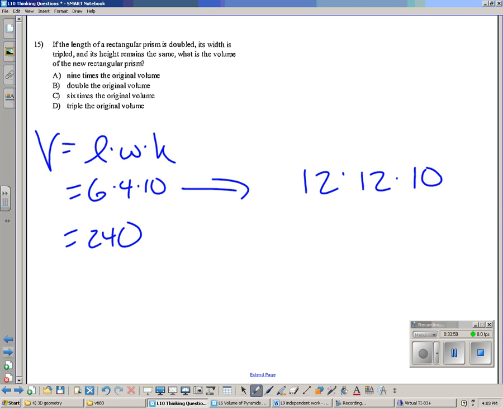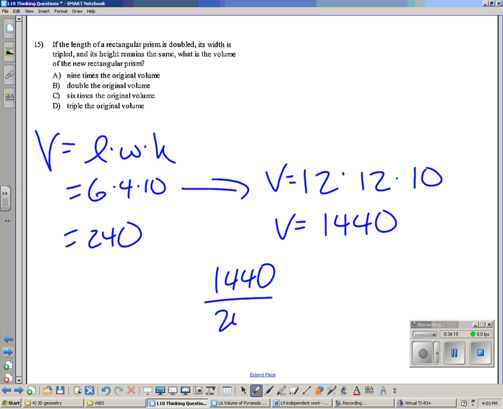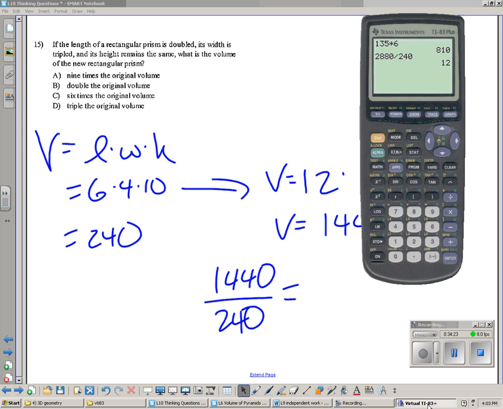Height remains the same. I feel like we did this question. This is 720. No, it's not. I'm sorry. That's totally wrong. Sorry, maybe we didn't do this question. Sorry, 12 times 12 is 144 times 10, which is 1440. So here's the volume of the new prism. And then we want to figure out what happened to 1440 divided by 240. And we get 6.